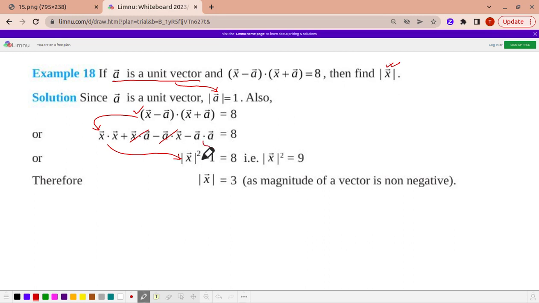So we get (mod x)² - 1 = 8. That means (mod x)² is equal to 9. From here we find the value of mod x = 3.